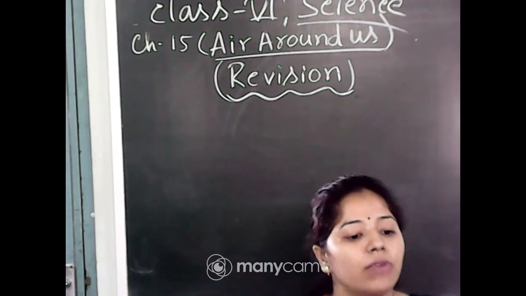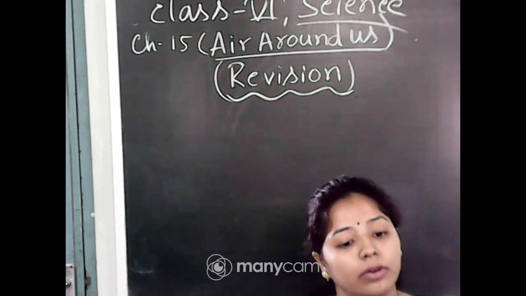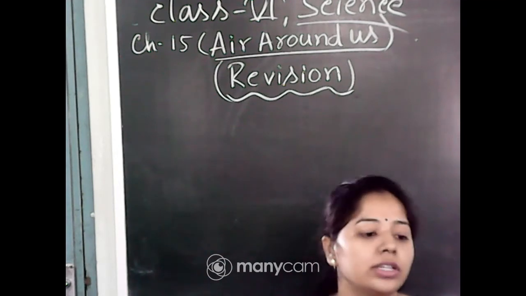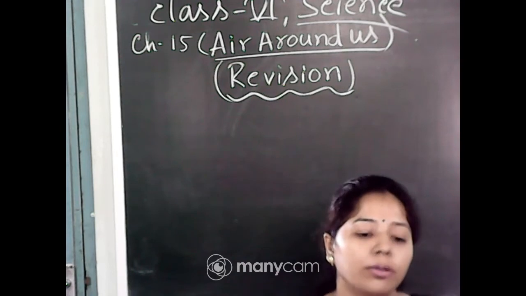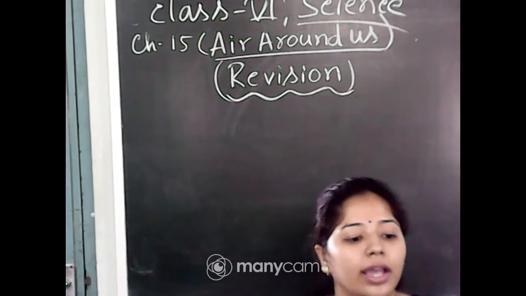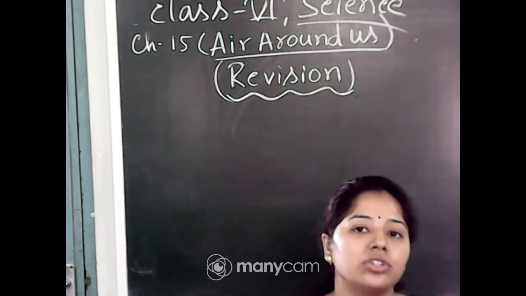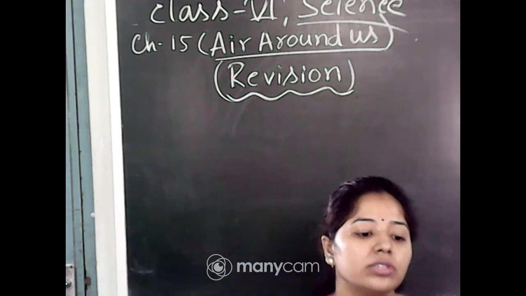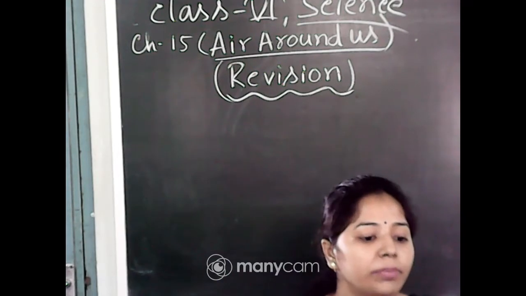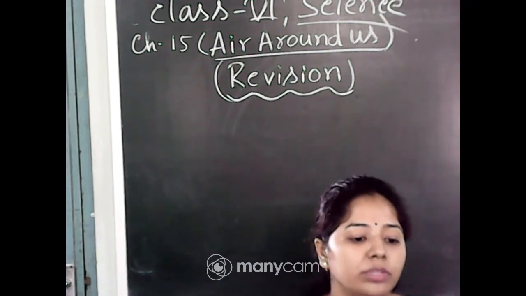Now, what is air made up of? Actually, I have discussed it through a pie diagram, the composition of air. You have seen that in the video, where I showed you the different components of air. Now, air is a mixture of many gases. It is not a compound, not a single substance. So it is a mixture of many gases, and you have to remember this point.